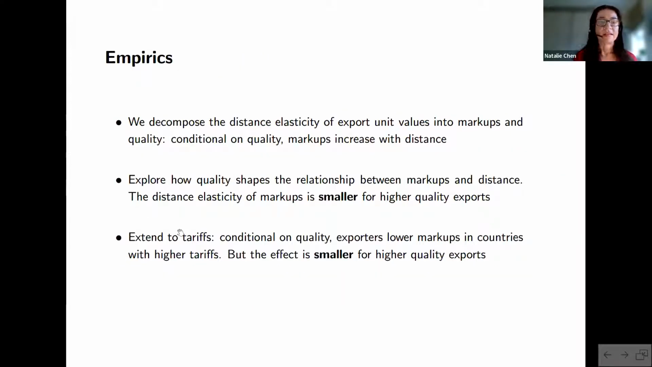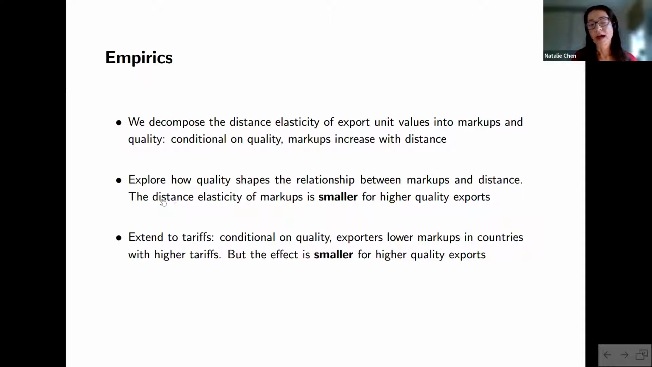So using this data set of Argentinian wine exports combined with quality ratings, we do several things. First, we run regressions where, by controlling for appropriate fixed effects, we can decompose the distance elasticity of export unit values into markups and quality. This allows us to show that conditional on quality, so once we eliminate the effect of quality, markups increase with bilateral distance. So firms tend to price discriminate based on bilateral distance.